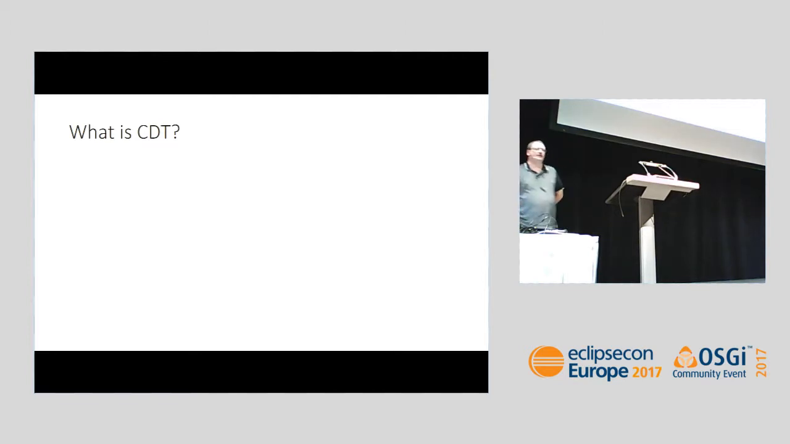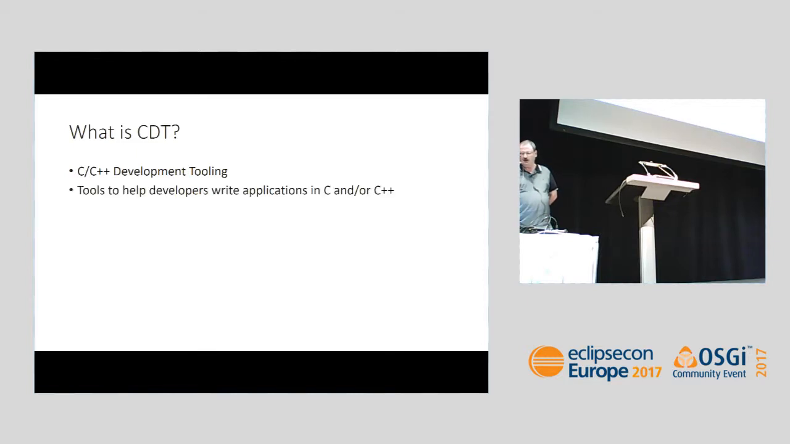There are some new people here, so just a quick overview. What is CDT? It stands for C++ Development Tooling, which really doesn't tell you anything. But really it's tools to help developers who are programming in C and C++ use the Eclipse environment and take advantage of the Eclipse ecosystem. It started as a platform for tool vendors and platform vendors to hook their things up and take advantage of the common features that you get with CDT.